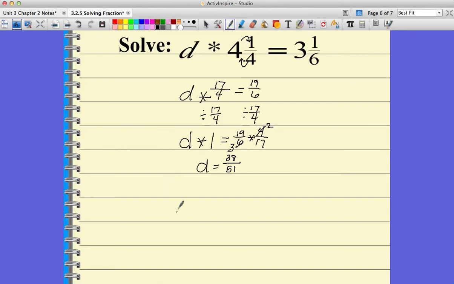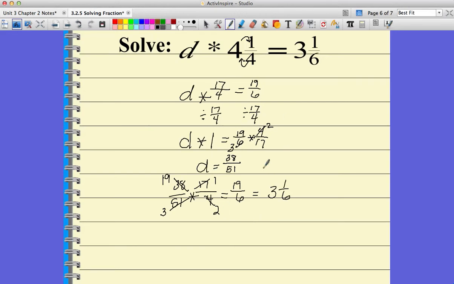Okay, and I can go back and double check that. I can do 38 over 51 times 17 over 4, keeping it as an improper fraction, it'll be easier. 38 and 4 can both be divided by 2, so I get 19 and 2. 51 and 17 can both be divided by 17, I get 3 and 1. 19 times 1 is 19, 3 times 2 is 6, so it does work out that I get 3 and 1/6.